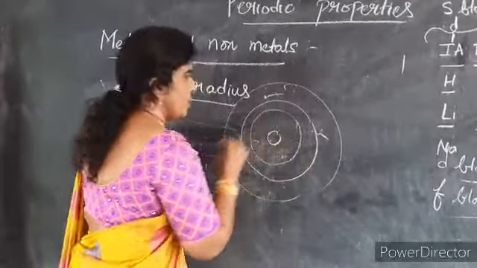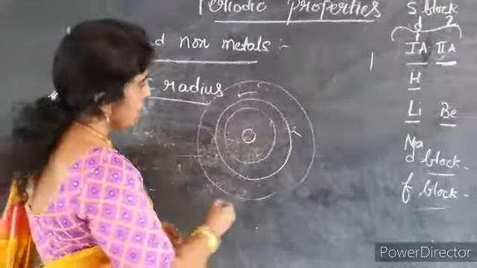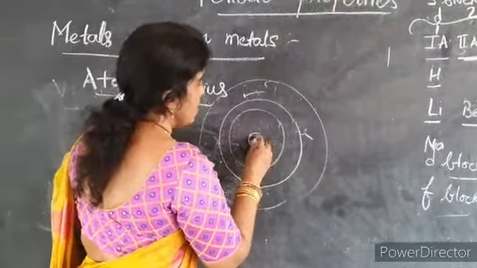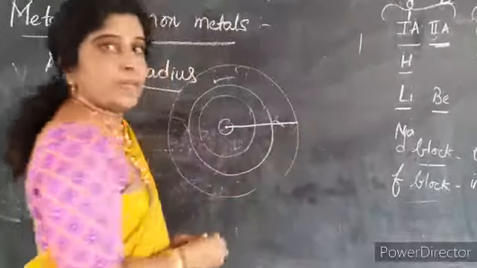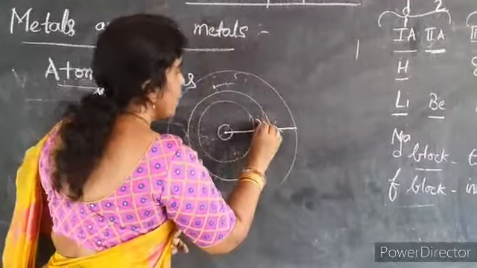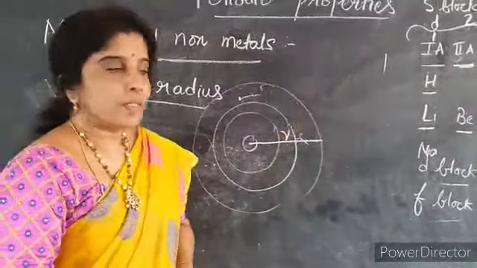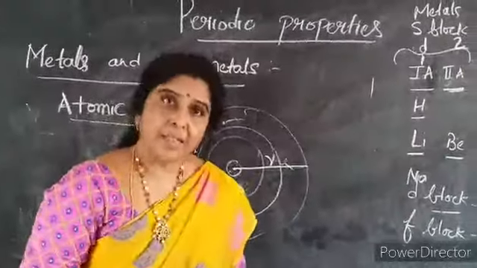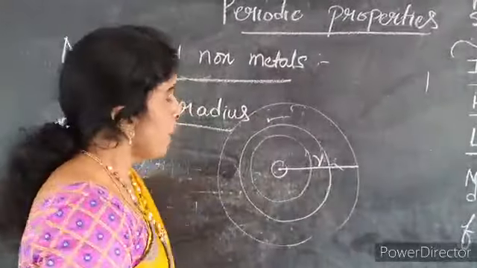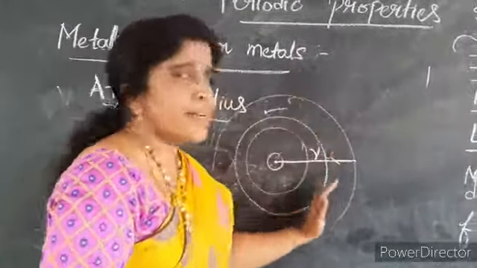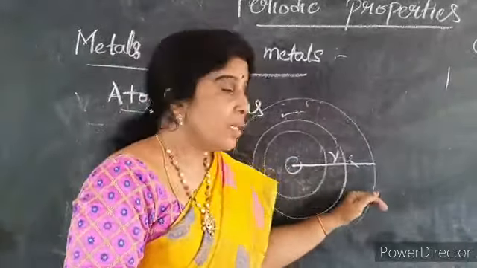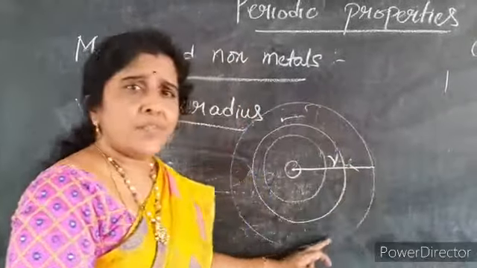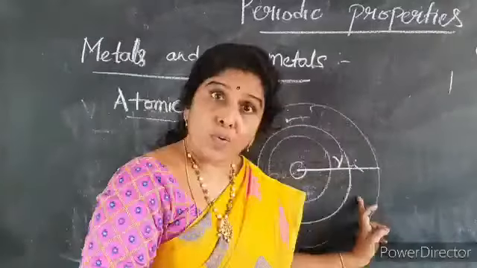Now suppose this is an atom having a few shells, right? This is a nucleus. Now how do we calculate the radius? You have to take the center of the atom till the outer shell. So this is the atomic radius. This will help us to calculate the size of the atom. But to take an isolated atom and calculate the radius is very difficult, because you just don't know exactly where the electrons are present in the outer shell.